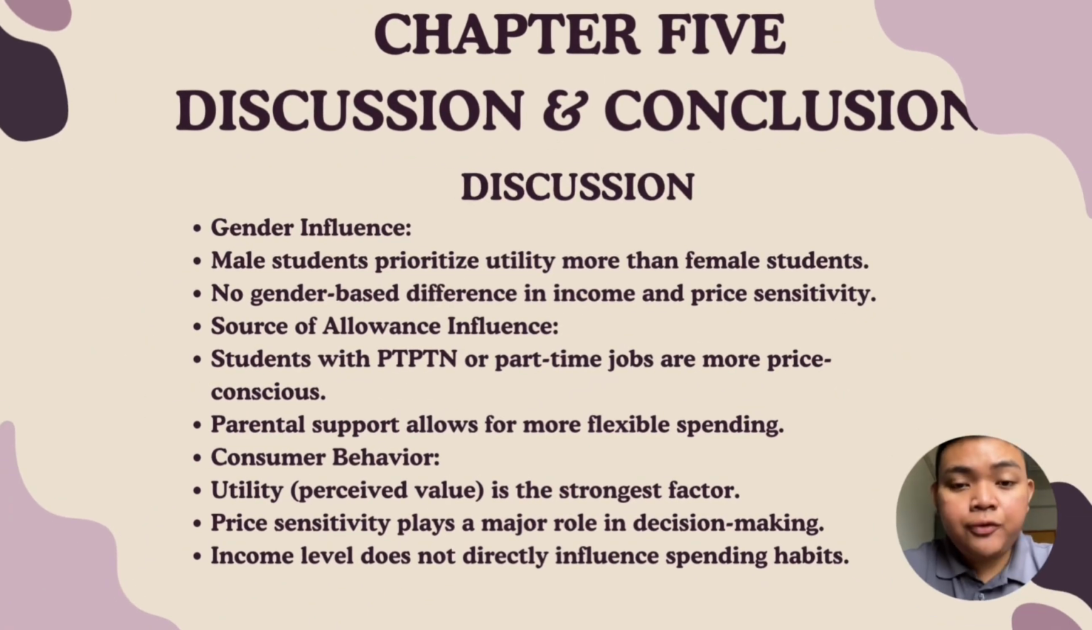Chapter 5. Chapter 5 provides a comprehensive analysis of the findings from Chapter 4 and conclusion. It aligns the result with the study objective, explores the implication, discusses limitation, and proposes areas for future research. The main focus was to evaluate how gender, income sources, and other factors influence the consumer behavior of UUM students. Discussion of findings: impact of gender on consumer behavior.